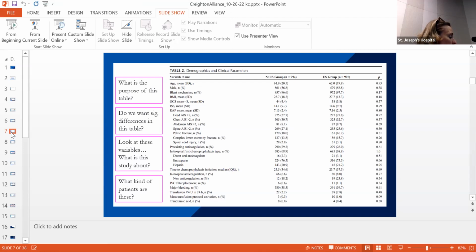And this also continues to give me a clue about what we're studying. If I look down, I see IVC filter placement, I see major bleeding. So I see spinal cord injury. It just gives us more and more clues about what we're studying.